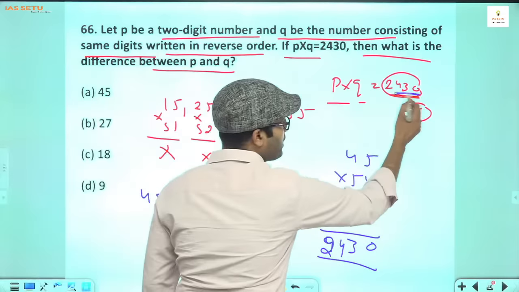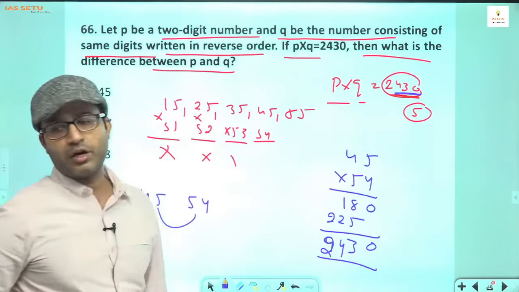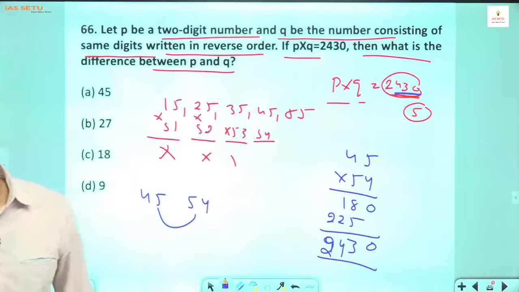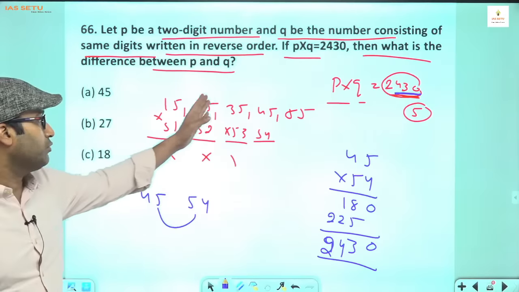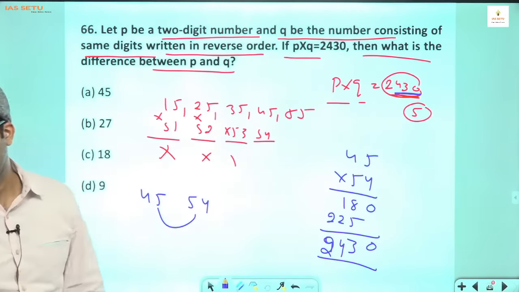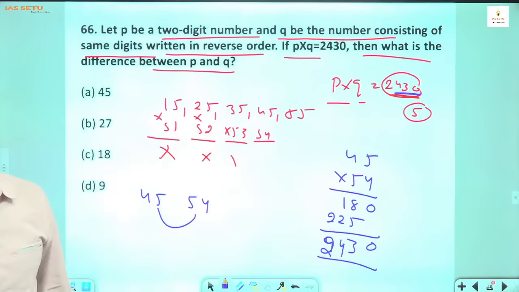कैसे पता चला? क्योंकि ये 5 का मल्टीपल है, तो one of the numbers out of P and Q has to be a multiple of 5. मतलब या तो लास्ट में 5 होगा या 0 होगा. 10, 20, 30, 40 नॉट पॉसिबल. तो P can be either 15, 25, 35, 45, 55. After that we do manually. चेक कर लो क्या इशू है.